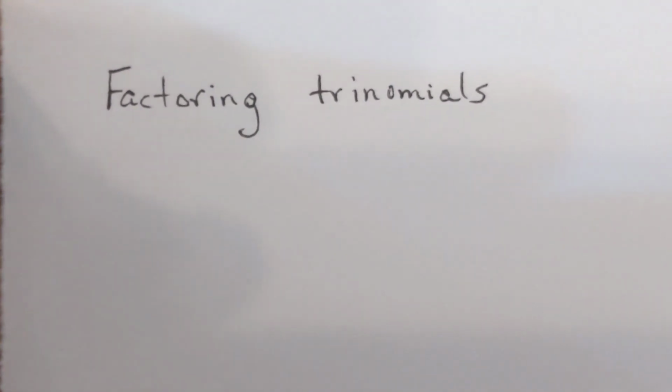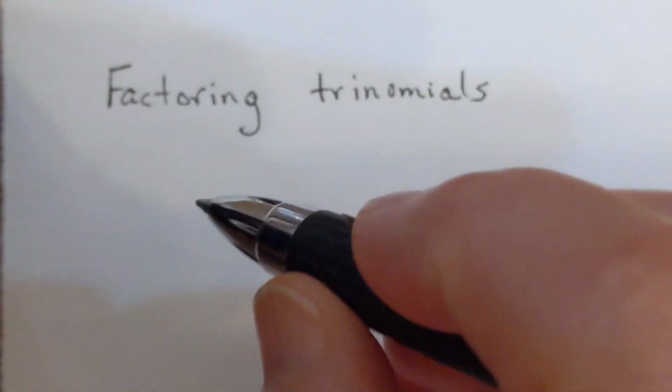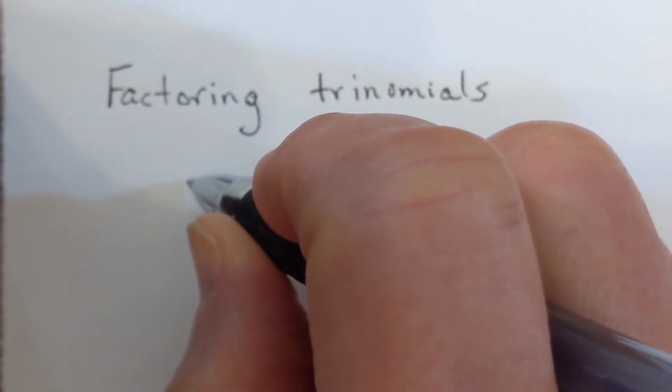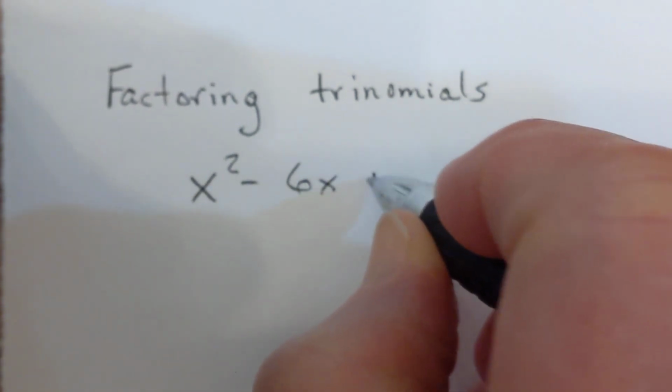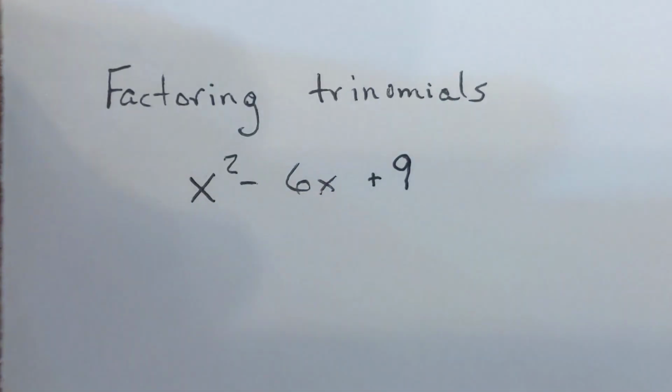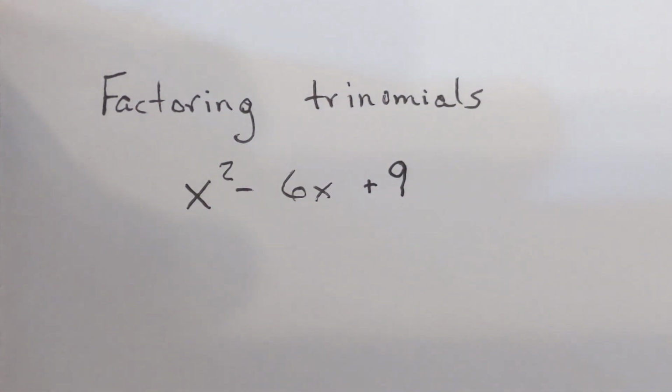So we're going to do some more factoring of trinomials. I'm going to start with x squared minus 6x plus 9. We can't solve this, we just have an expression. So we're going to factor this.